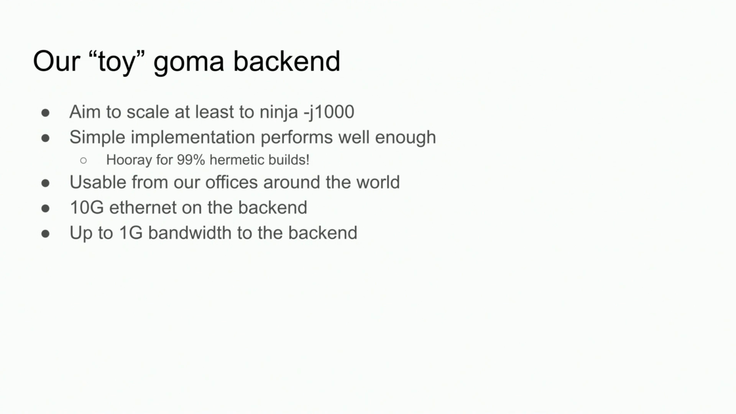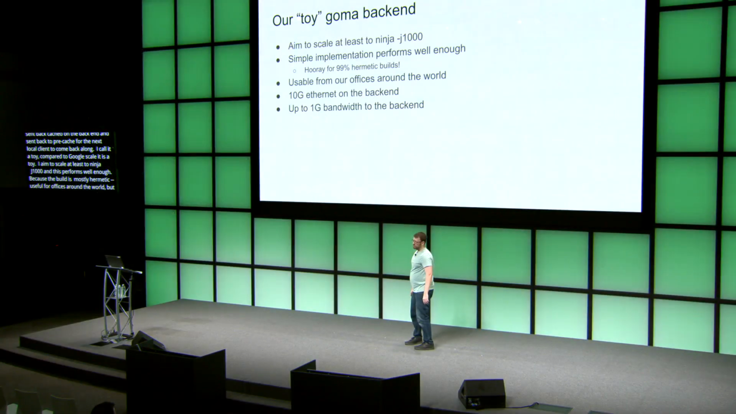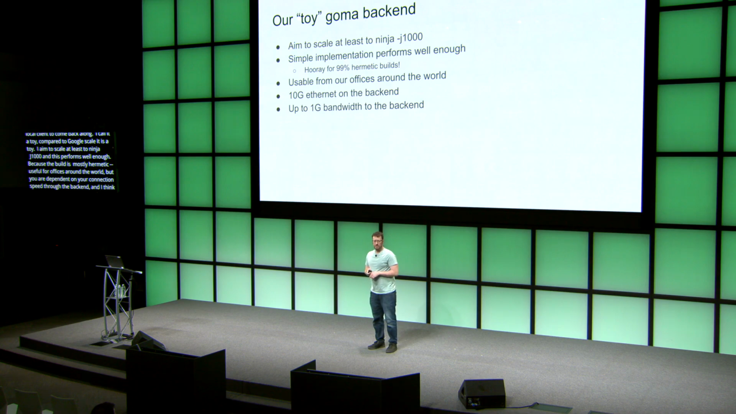And because of the output caching, because the build is mostly hermetic, we get mostly cache hits on rebuild, which means our CI is basically populating the build cache and developers are getting 99% cache hits quite frequently. It's usable from offices around the world, but obviously you're dependent on their connection speed to the backend. And I think in most offices we have up to a gigabit of bandwidth, but it's more likely to be half that.